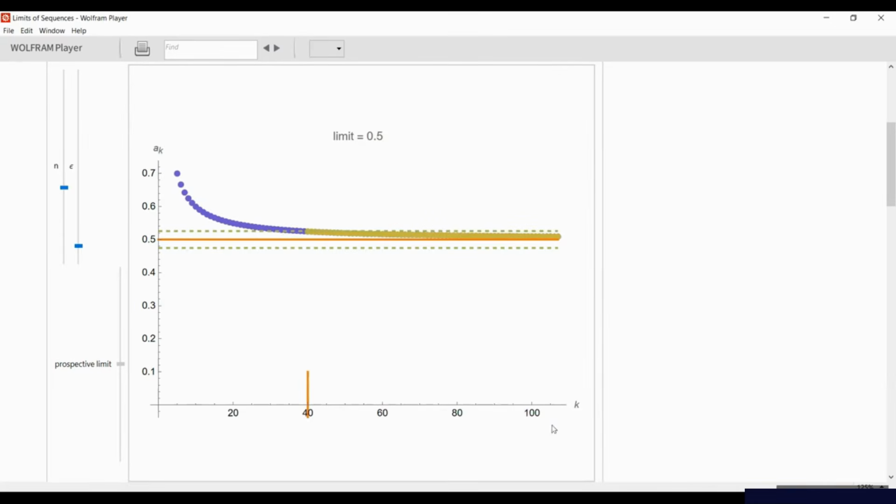Now see, even if I take up to 100, all the numbers after this 40th term are within this particular interval only, L minus epsilon, L plus epsilon. So if I extend this up to infinity, you can still find all the numbers within this interval only. That's how we'll say this sequence has a limit, and that limit is exactly 0.5. Right? I hope you understood this now.